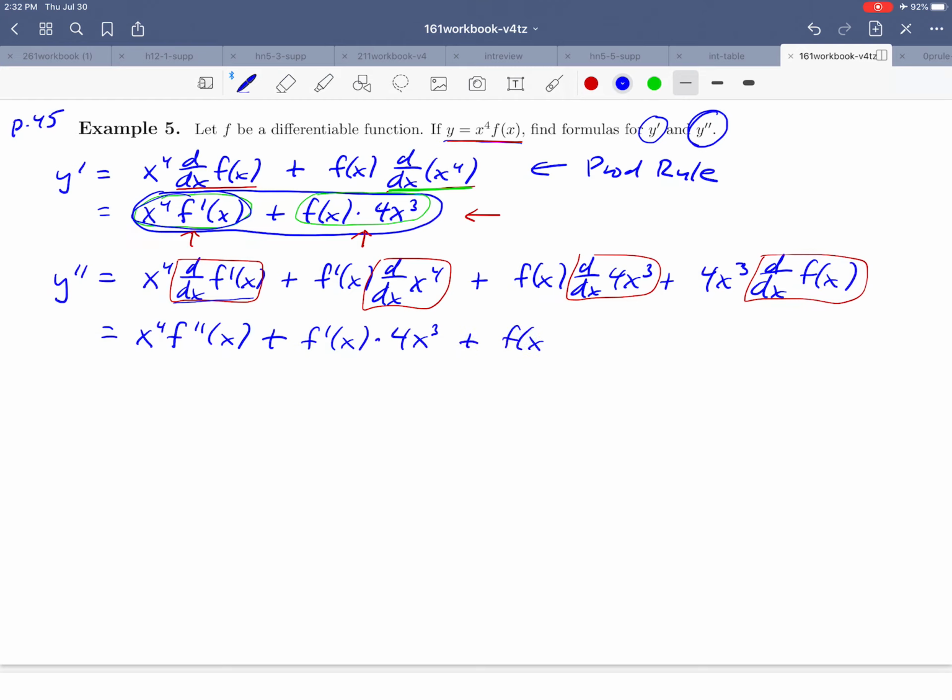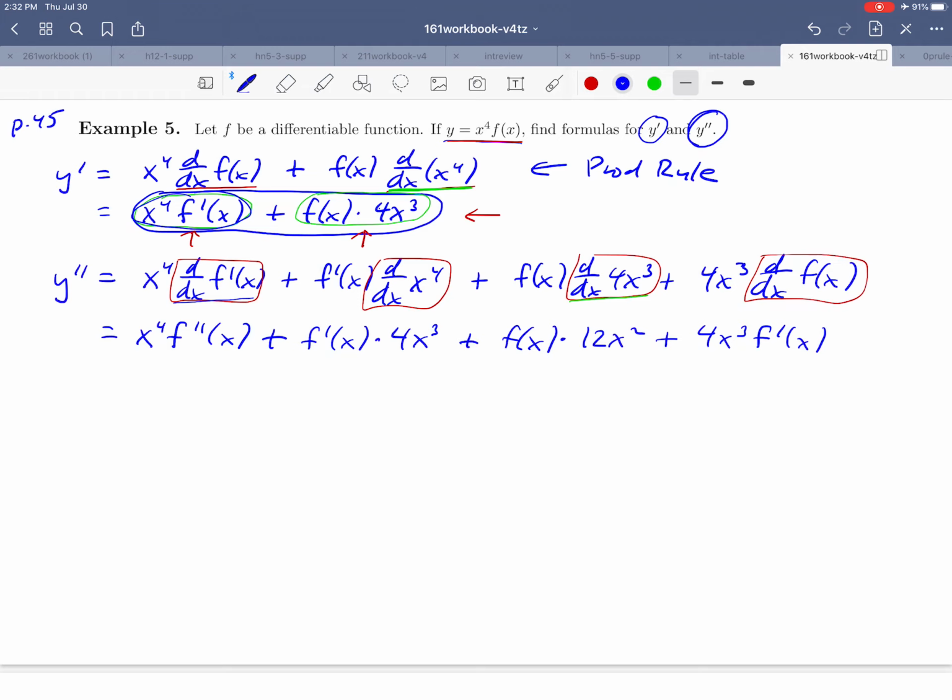Okay, continuing. Next derivative that we need to take is the derivative of 4x cubed. So let's see, by the power rule, we've got a 4, and then we're going to get a 3x squared. Actually, let's write that all together. So 4 times 3x squared is just going to be 12x squared. Okay, and then finally, 4x cubed times the derivative of f of x, that's just going to be f prime of x.